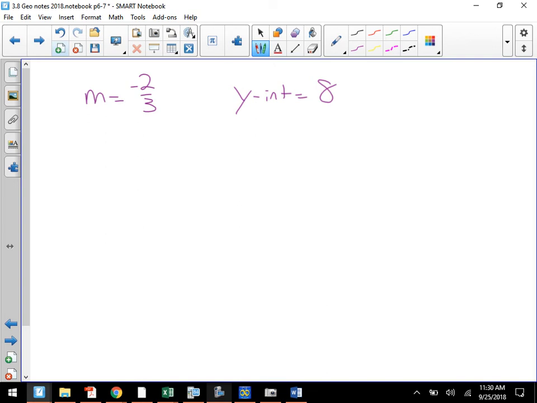You want to write the equation of the slope-intercept form. You got the slope and the intercept. What's the equation? Okay, that was easy.